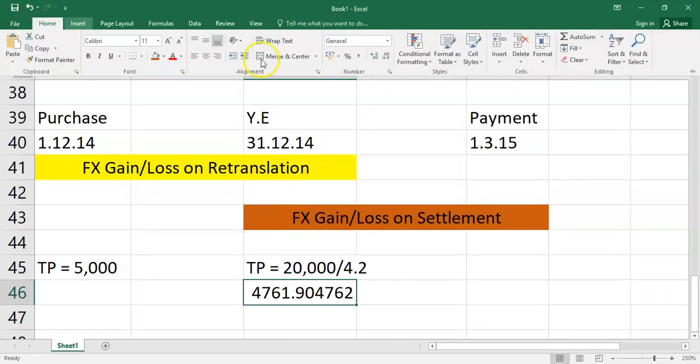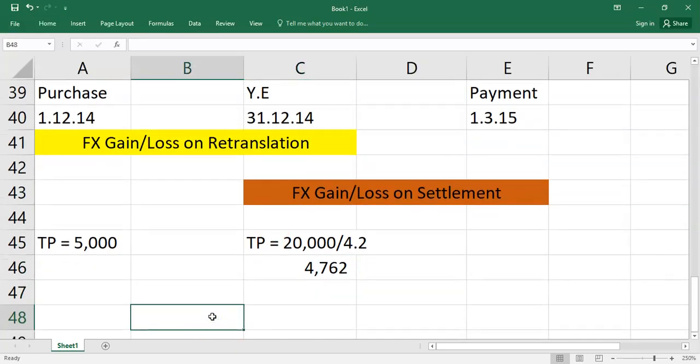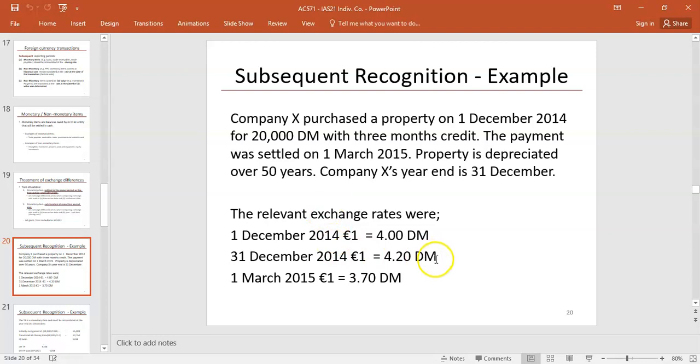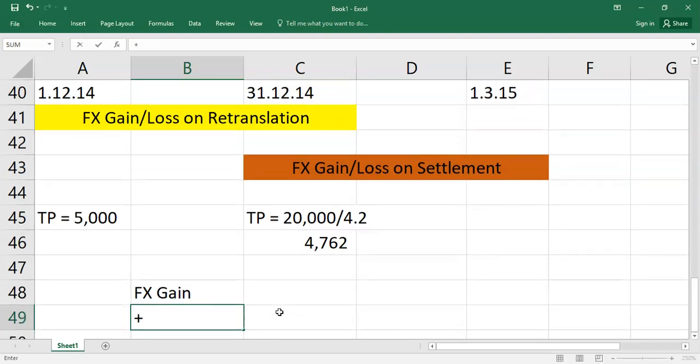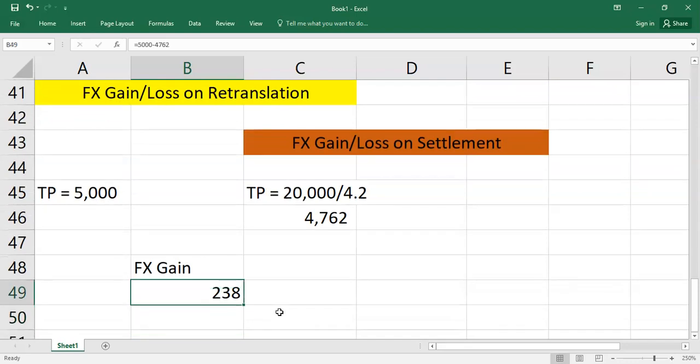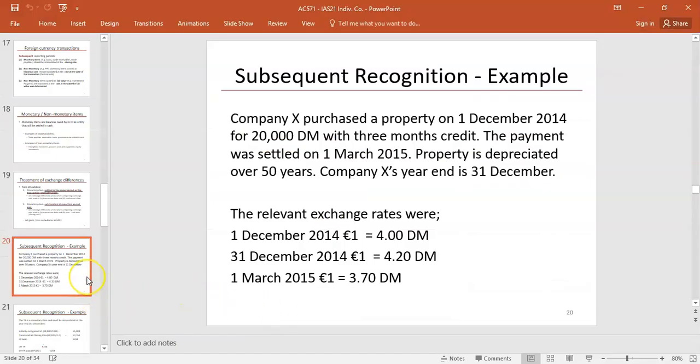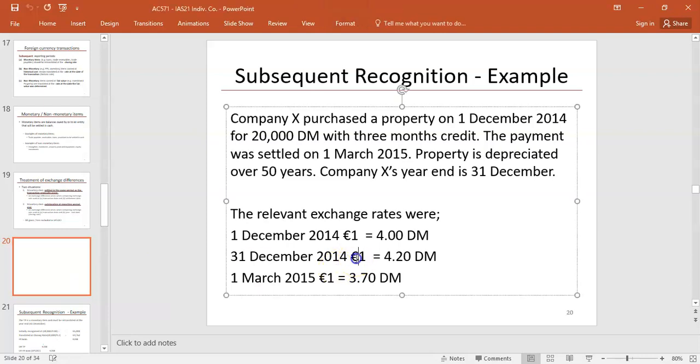Which is 4,761. We say 4,762. So think about what's happened now. Because the exchange rate has moved, I effectively owe fewer euros. So that is an FX gain of 5,000 minus 4,762, which is 238. And the reason it's a gain is the euro is strengthening. €1 is now worth more over the last month. That means the foreign currency is weakening, which means I need fewer euros to pay a fixed amount of foreign currency. And you will be covering that in corporate finance and FX risk management.